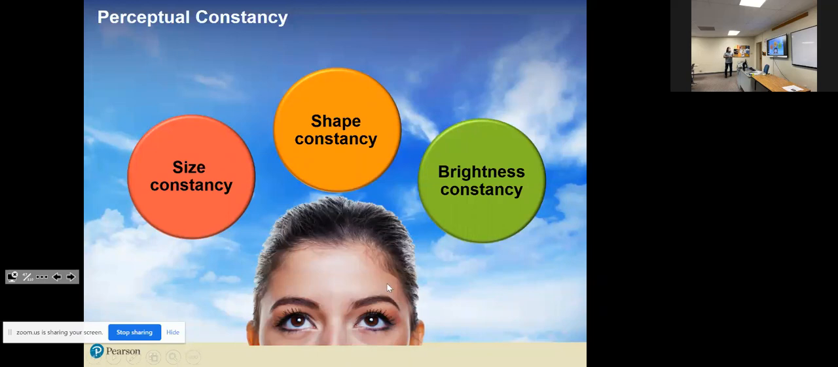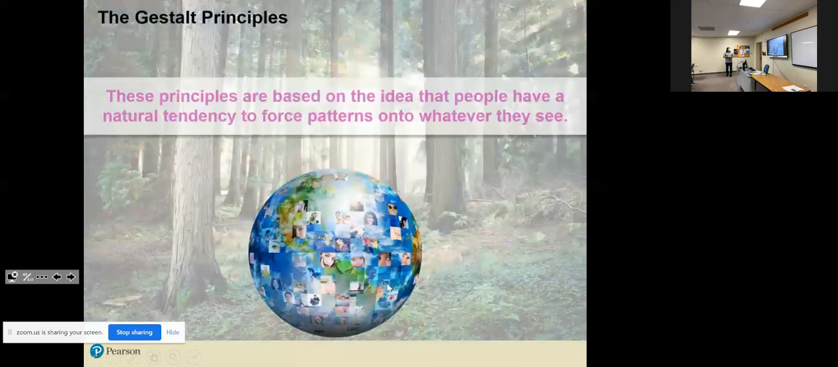So that's size consistency. Shape consistency, again, has to do with what we know, what our experiences are with certain shapes. And brightness, we always assume that light comes from above, right? Because it does. That's what we learned with the sun and moon and other celestial bodies.